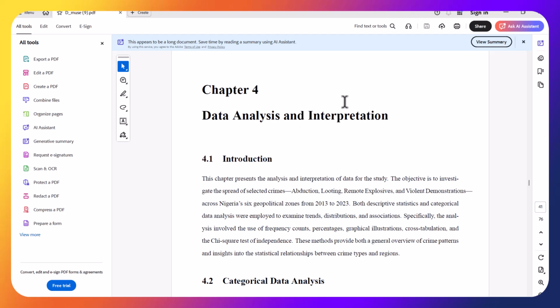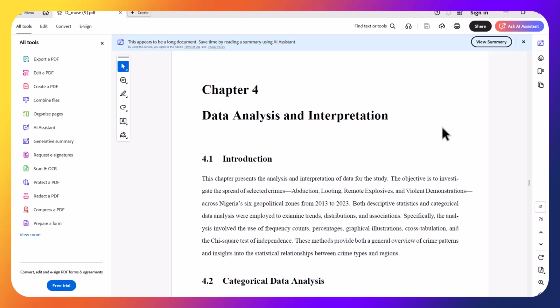So when you're writing your project and you go to this section, you're going to talk about the introduction section, which is basically a reference to your objectives as well as the research questions. So this chapter presents the analysis of the study. That's a very good introduction, because you are going to talk about what you want to do in this particular chapter.